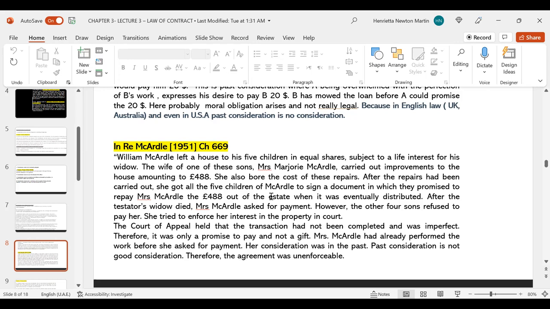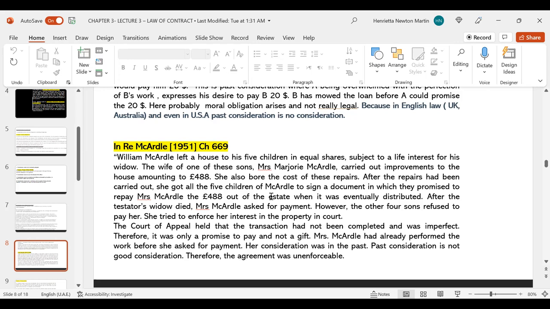After the testator's widow died, Mrs. McArdle asked for the payment. However, the other 4 sons refused to pay her. She tried to enforce her interest in the property in court. The Court of Appeal held that the transaction had not been completed and was imperfect. Therefore, it was only a promise to pay and not a gift.